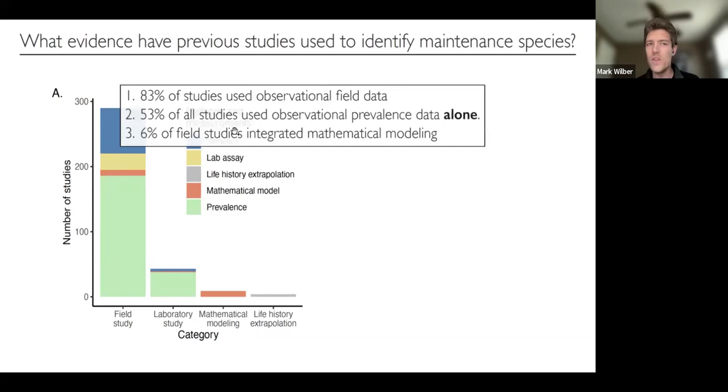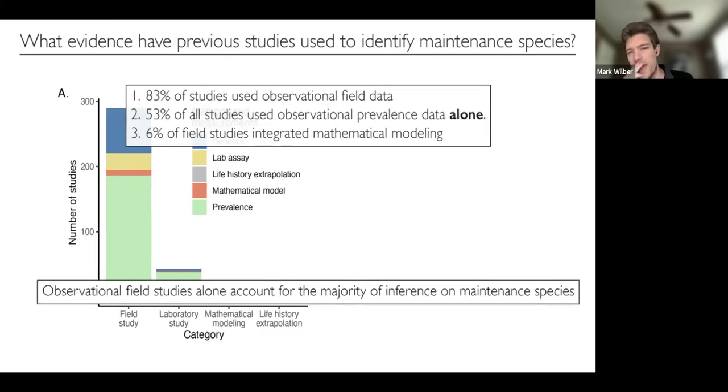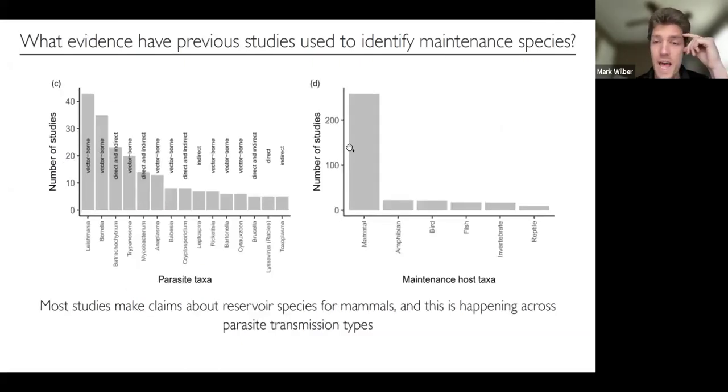So first off, 83% of studies use observational field data to draw some conclusions about maintenance species. 53% of all studies used only observational prevalence data to draw these conclusions, and 6% of field studies integrated some sort of mathematical modeling into their conclusions. So the big take-home here is this isn't an amphibian Bd unique thing. Observational field studies alone are really accounting for the majority of inference that we're making on maintenance or reservoir species in disease ecology. And this is happening across taxa.